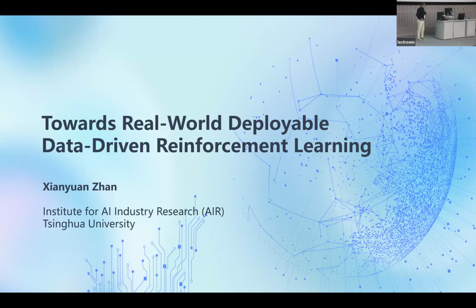Hi everyone, and thank you. Okay. Hi everyone, very glad to be here to share some of our work on how to develop and deploy a real-world data-driven RL to actually solve difficult real-world problems.